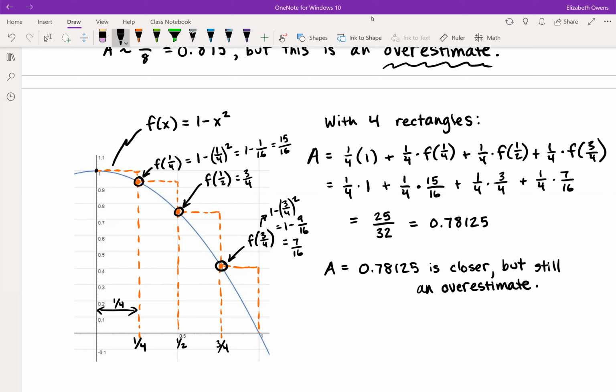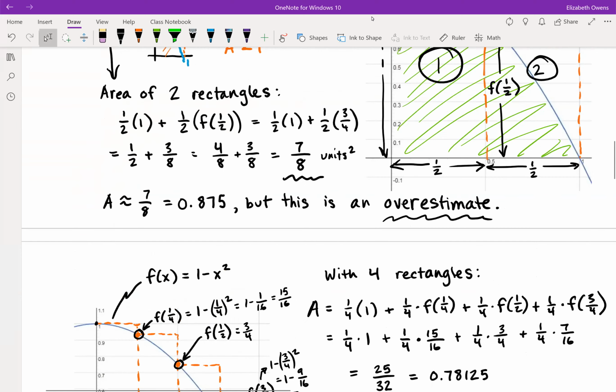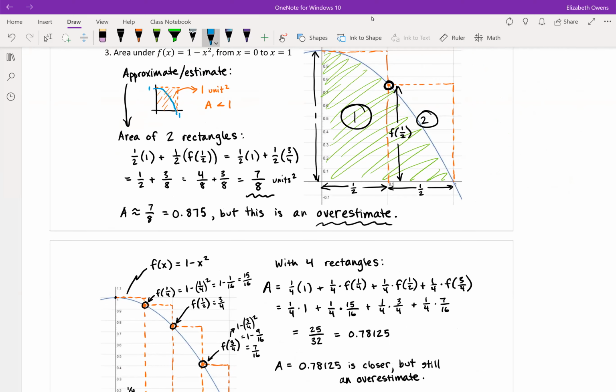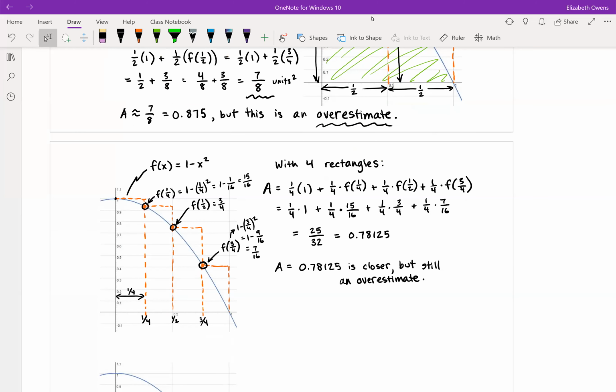And you can tell that it's closer, by the way, than our estimate with 2 rectangles, because those 2 rectangles came in like this. All right, our first rectangle went right here. And then our second rectangle went right here. There we go, set from 1/2.